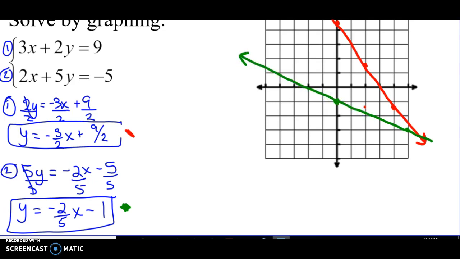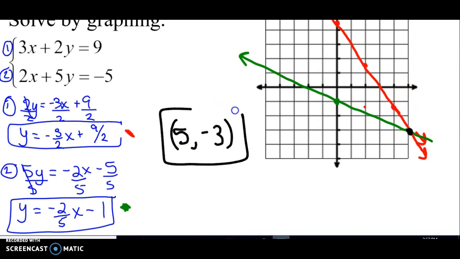Of course, my red graph is not exactly accurate, but the red graph would cross right through that point there. So the point that they have intersection would be the value of this point in black. So our solution to the graph would be to the left, 1, 2, 3, 4, 5, and down 1, 2, 3, so negative 3. So this should be the solution to our graph.